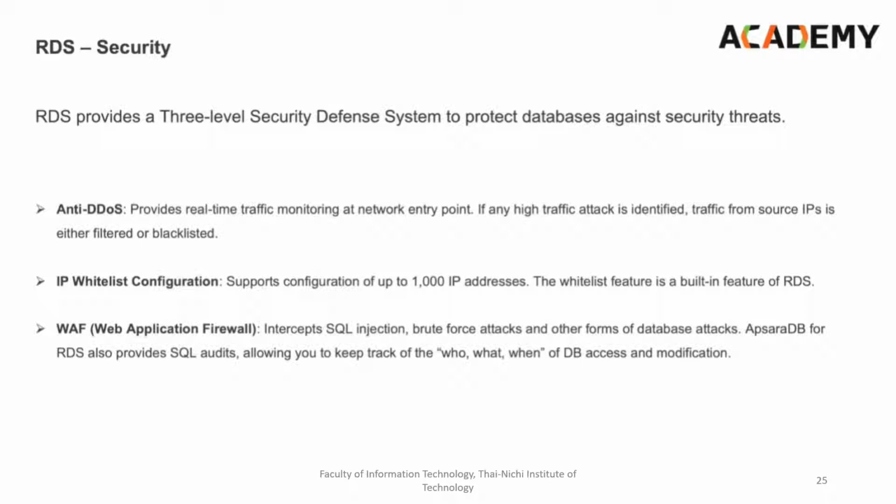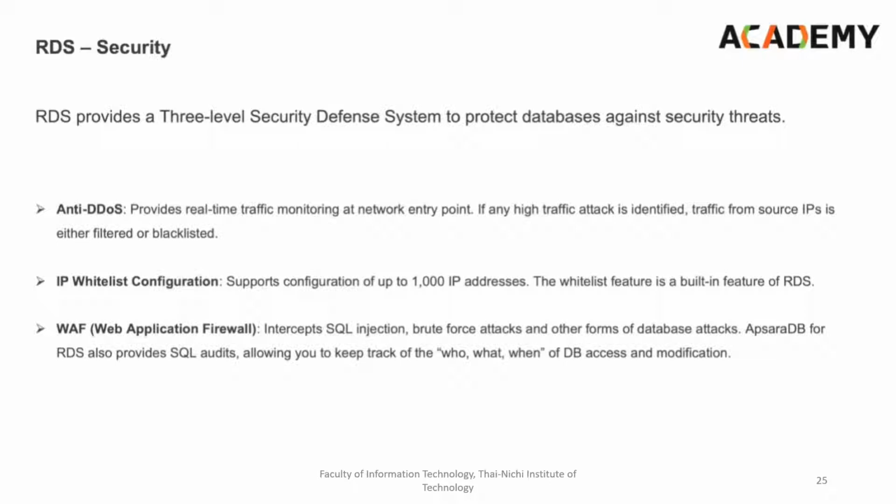And then we have a whitelist configuration, that is we can support up to 1000 IP addresses. So we can make sure that the requests from only a certain number of IP addresses are allowed to access. Others can be sent into a blacklist. Those IPs in the blacklist cannot access these RDS instances. And then the next attack is about the WAF, that is the web application firewall, which intercepts the SQL injection, brute force attacks, and any other types of attacks corresponding to the databases.